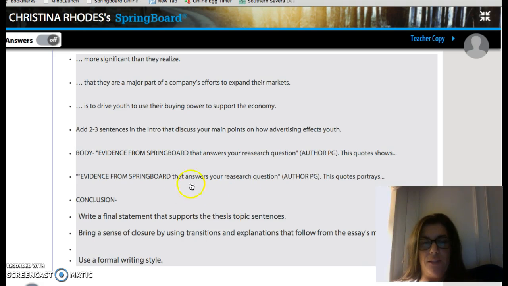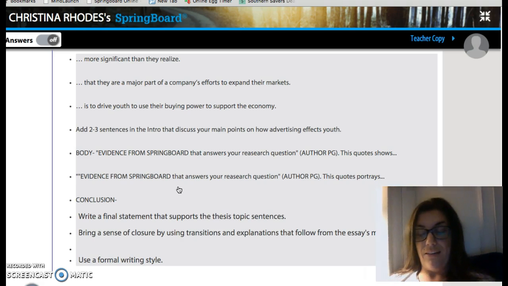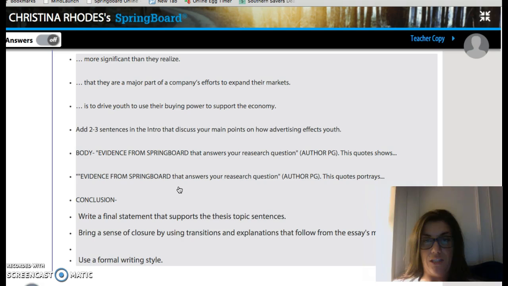Okay, your second piece of evidence could be evidence from the Springboard book, or you do need evidence on your own. So you do need to research evidence that answers your research question, the author, the page number, and then this quote portrays. So you do need one piece of evidence from the Springboard book and one piece of evidence that you get on your own. So make sure you have one from Springboard, one from research on your own. You may have 2 from Springboard and 1 on your own. That is up to you.